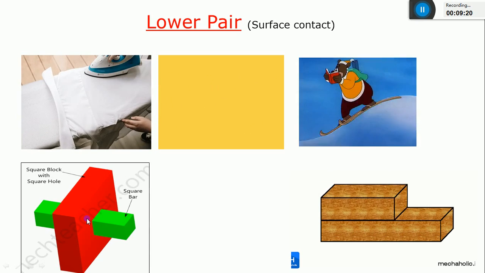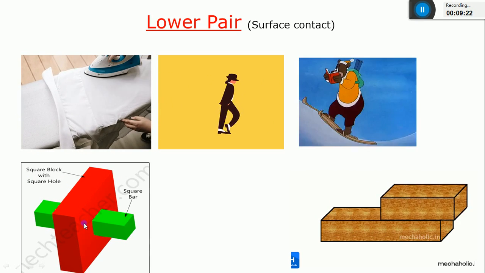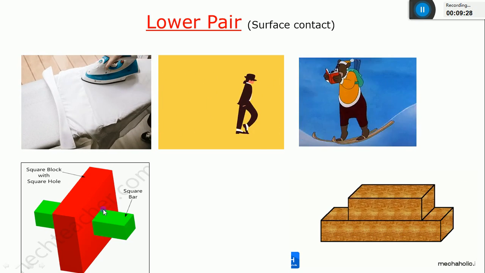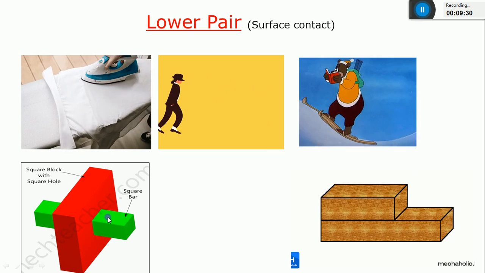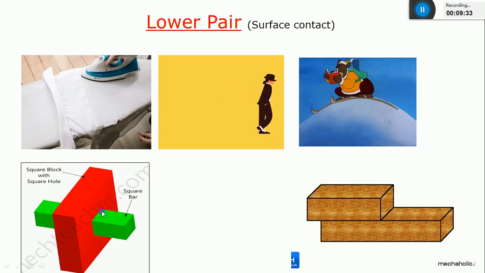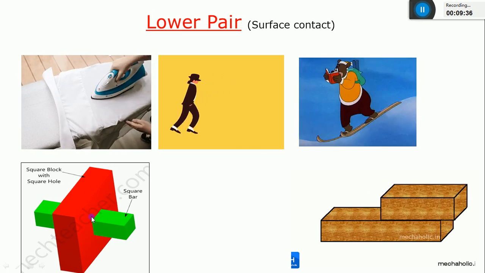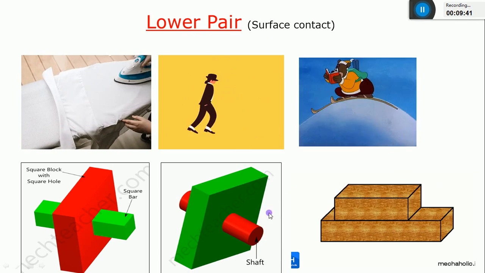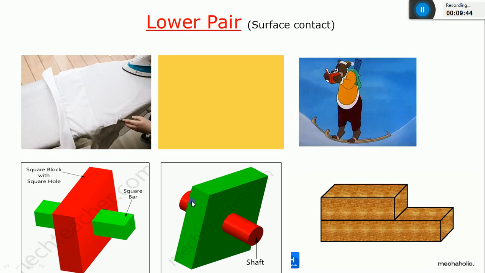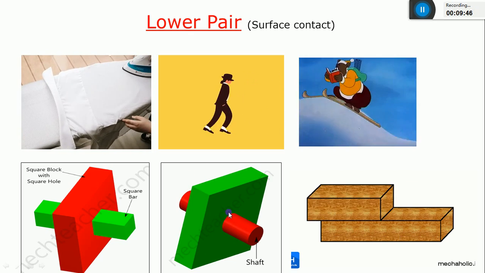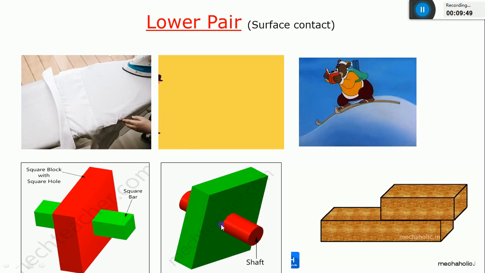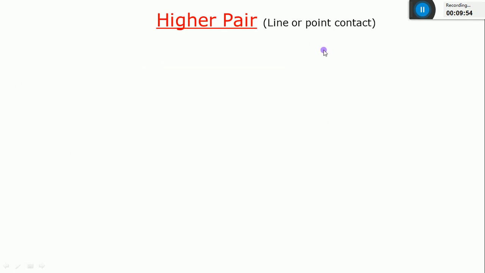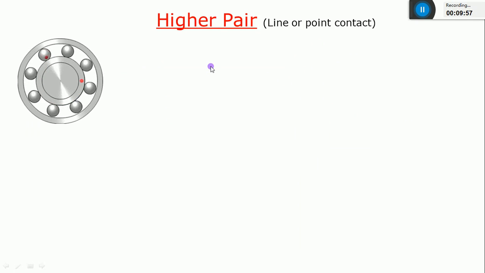And when you consider a square block having a square hole and a square shaft, the type of contact between the two links is a surface. The surfaces of the square bar and the inner surface of the square block are in contact. So the type of contact is surface, hence again it is a lower pair. Again, in the case of a circular shaft with a circular hole, the outer periphery of the shaft is in contact with the inner periphery of the hole. Again the type of contact is surface.